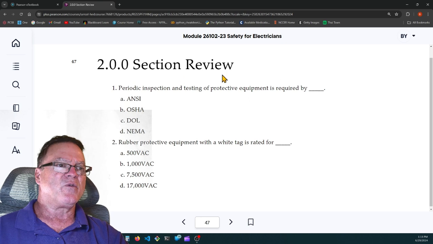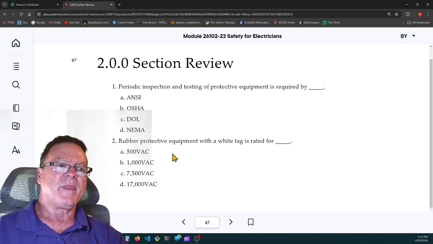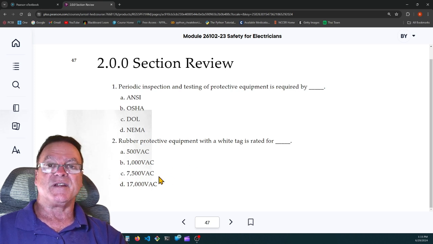Section 2.0.0, section review. Periodic inspection and testing of protective equipment is required by OSHA. Rubber protective equipment with a white tag is rated for, look back on that chart, I believe it's 7,500 volts AC.